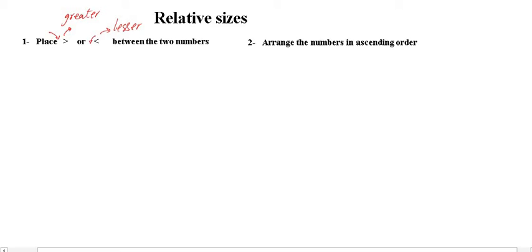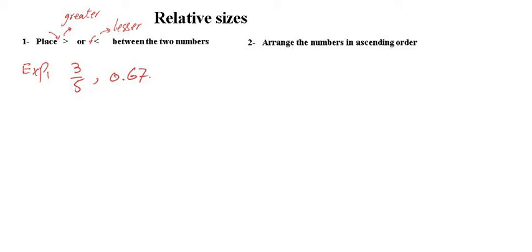For example, if you are given the number 3 out of 5 and the second number is 0.67, we need to compare these two numbers. So remember, whenever we are given relative sizes, we need to compare the numbers. Either you can make all the numbers into decimals or into fractions. It's up to you. So I'm going to do it in decimals.